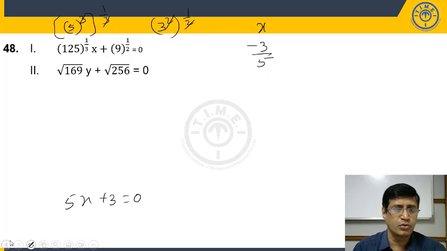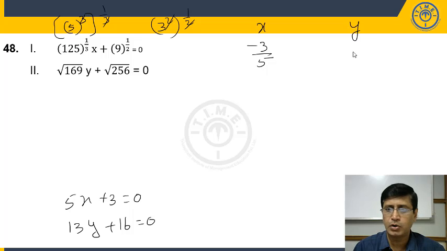Now look at the second equation here. 169 is a perfect square. Now what is the square root of 169? It is 13. So 13y plus under root 256. 256 is 16 square. So plus 16 is equal to 0. The value of y is equal to minus 16 by 13.